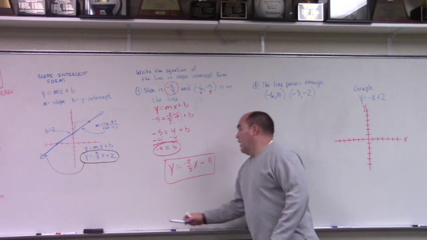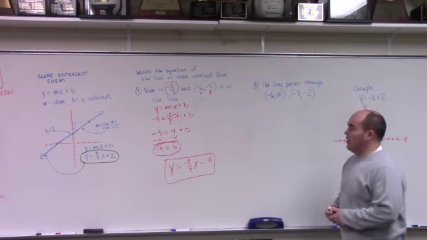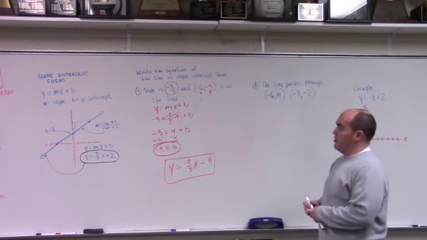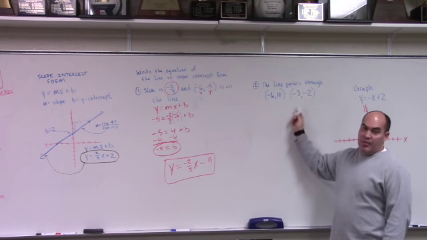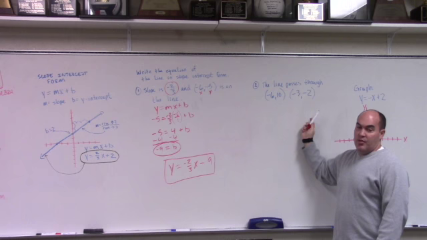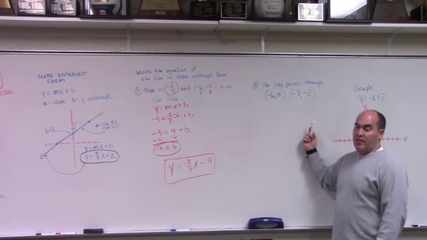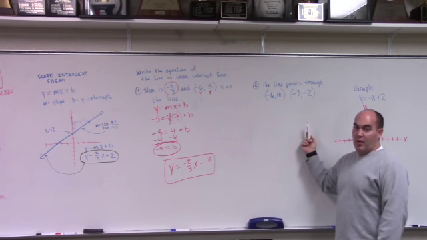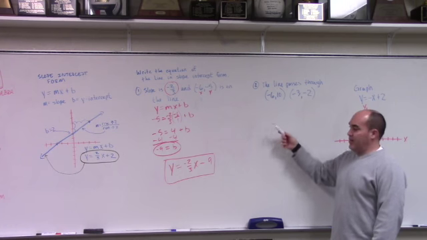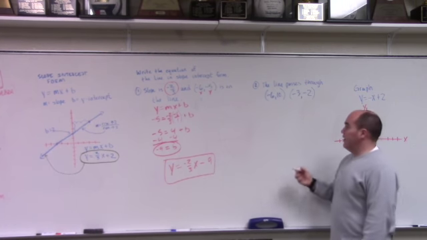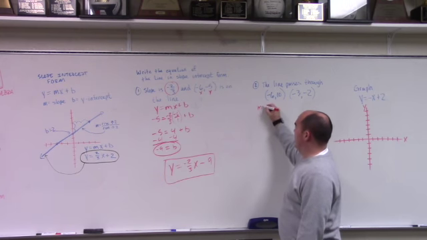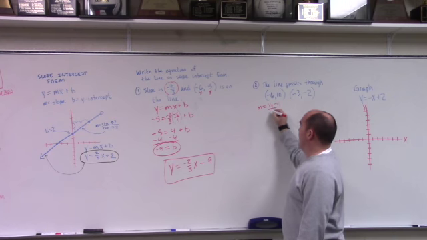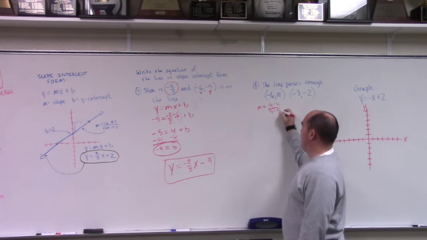Alright? Next thing I want to do is, it's going to give me the same directions, write the equation of the line in slope-intercept form, but this time it gives me 2 points. If it gives me 2 points instead of a slope, the first thing I'm going to do is find the slope. Once I find the slope, I'm going to do the exact same thing I did right there. So to find the slope, I'm going to say m equals y2 minus y1 over x2 minus x1.